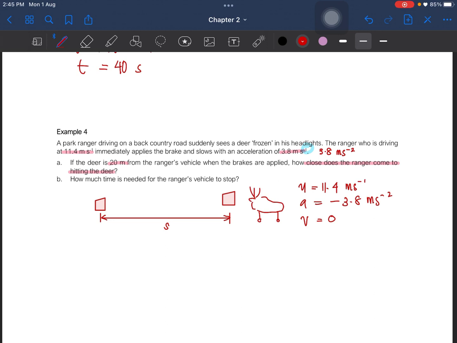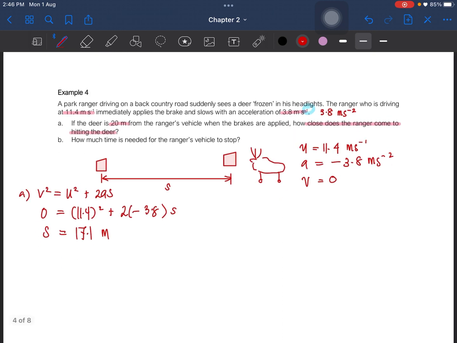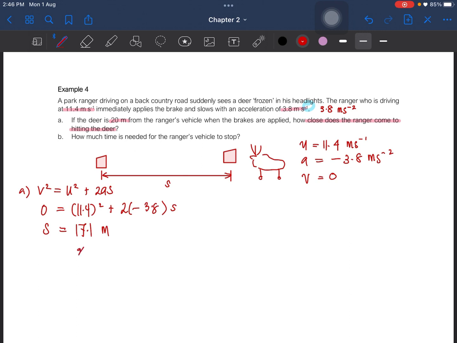So the deer is 20 meter dulu. So the deer awal-awal dia 20 meter. So after this we are looking for this value of s dulu, which is the distance from the ranger's initial point up till the final point, just right before it stops. Okay, so we can use the equation v squared equals u squared plus 2as because we are looking for s, the distance. Okay, so that is 0 equals 11.4 squared plus 2 times negative 3.8 times s. So the displacement is equal to 17.1 meter. Okay, so the distance between the stopped vehicle and the deer, which is x, is equal to 20 minus 17.1. Okay, so the distance between the stopped vehicle and the deer is equal to 2.9 meter.